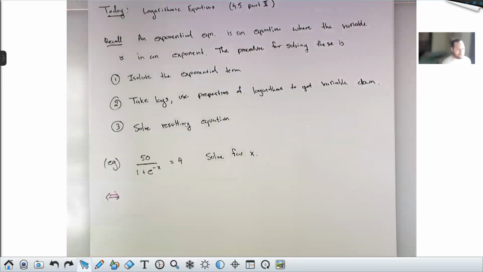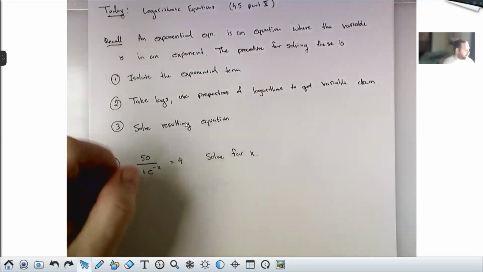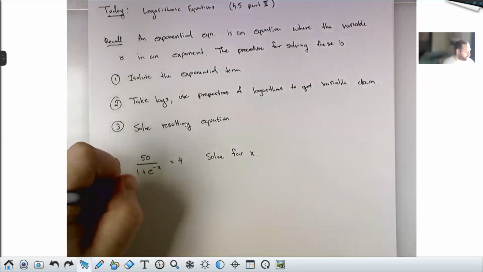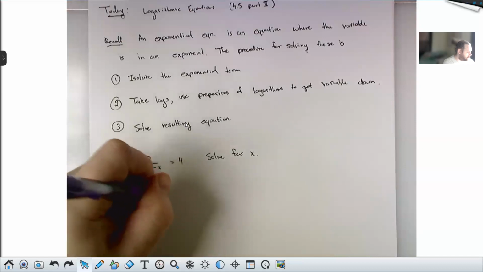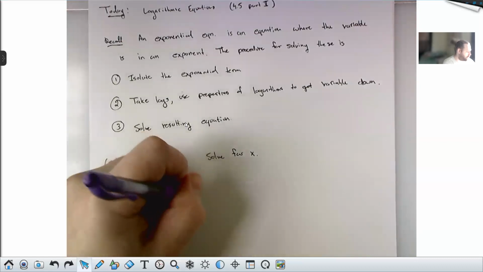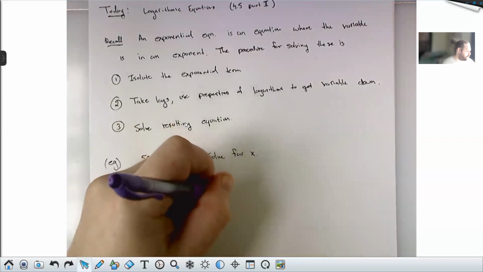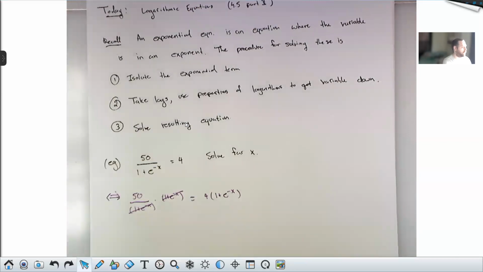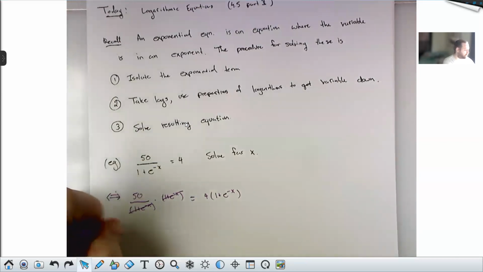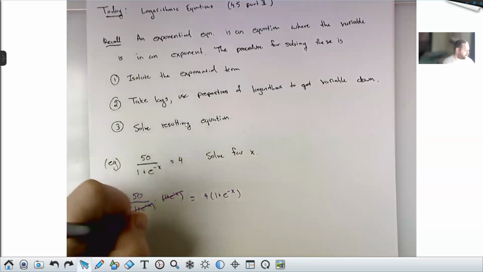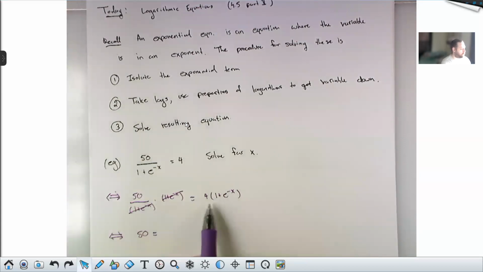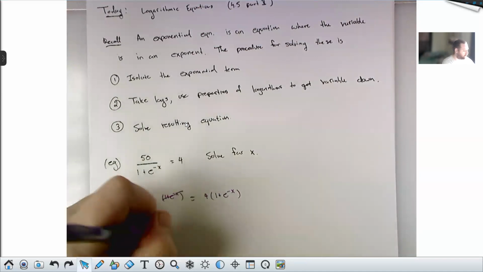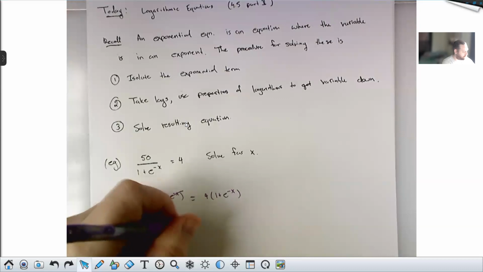Since this 1 plus e to the negative x is downstairs, the first thing I'm going to do is multiply on both sides by that whole quantity. I'll write it out. All right, so that's multiplying on both sides by 1 plus e to the negative x, which is going to get rid of the denominator over here. It's going to move that term to the right-hand side. So the left-hand side is now just 50. And over here I have 4 times 1 plus e to the negative x.